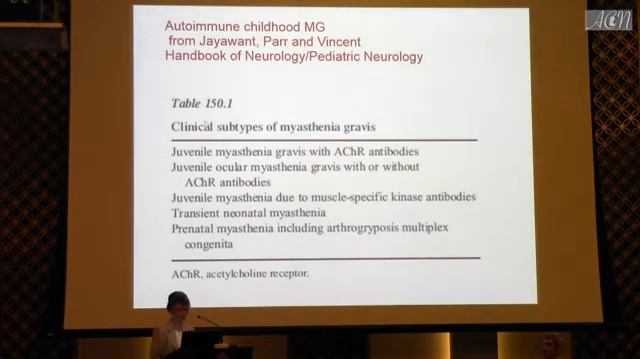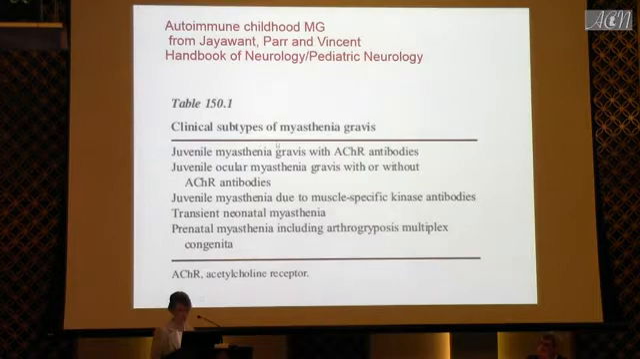So there's a recent chapter which is going to come out fairly soon in the Handbook of Pediatric Neurology, which is part of this series. And it's on autoimmune childhood myasthenia, essentially from my two pediatric neurology colleagues in England. And I thought I'd just mention some of the reviews that they've made.